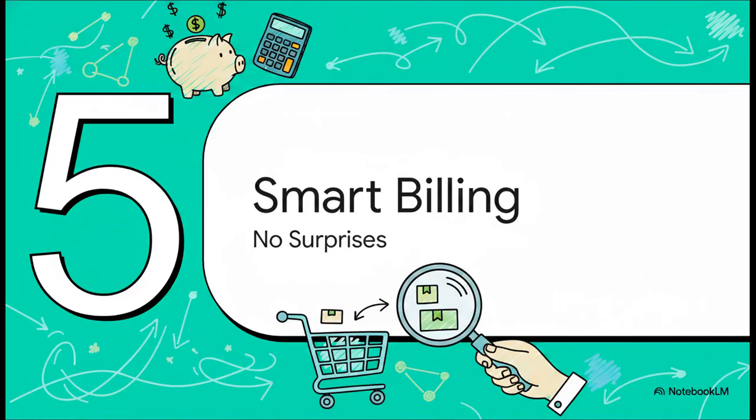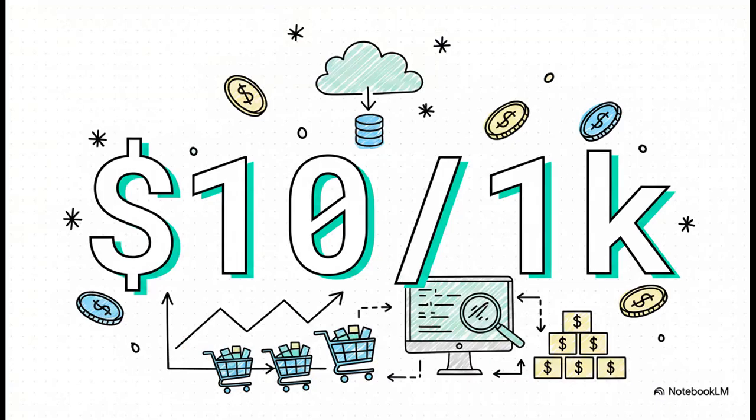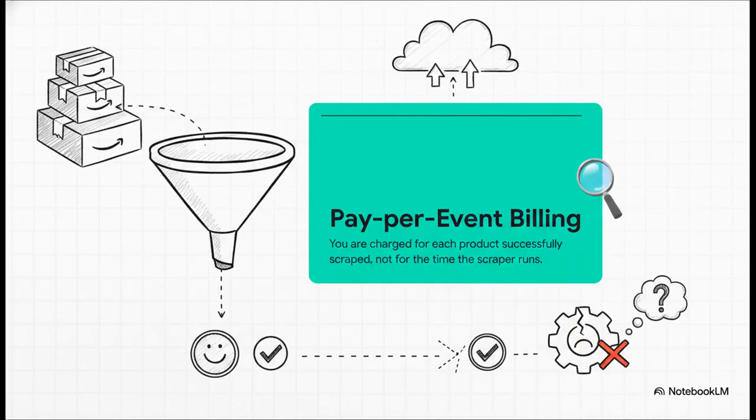Now, for the question that's always on our minds, what's something this powerful going to cost me? Let's break down the billing model, because it's specifically designed to be super transparent and keep you on budget. The pricing is really straightforward. It starts at $10 for every 1,000 products you successfully get data for. This makes it incredibly easy to figure out your costs before you even start, no matter how big or small your project is. And it's built on what they call a pay-per-event model.